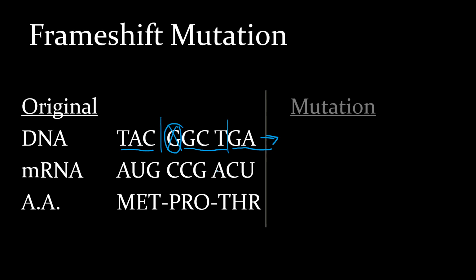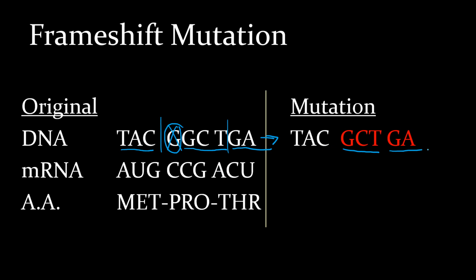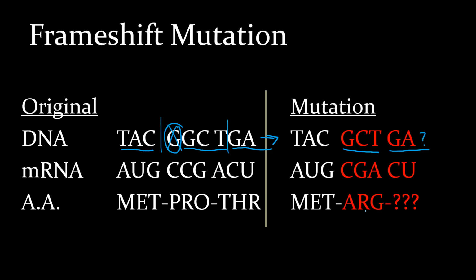Let's see how that looks in the mutation. We have a new codon here. We have an incomplete codon here. That changes the mRNA, and that's going to change every single amino acid that comes after it. So a frameshift mutation changes a lot of amino acids within a protein.